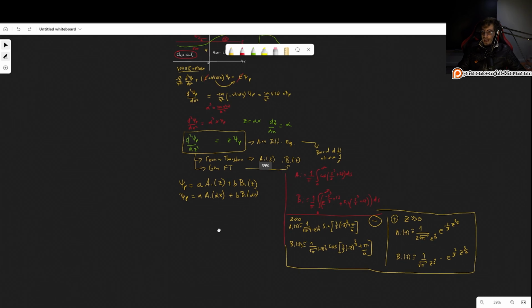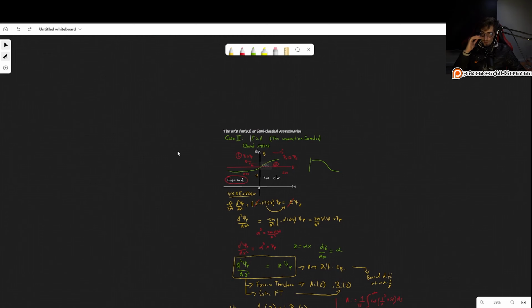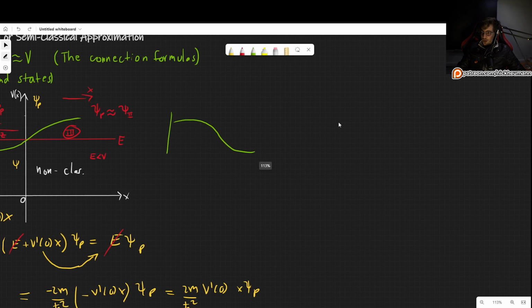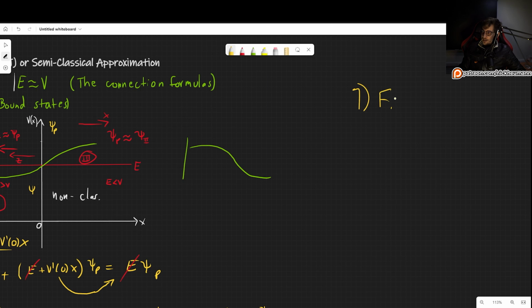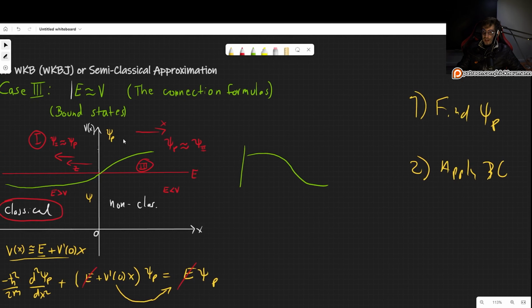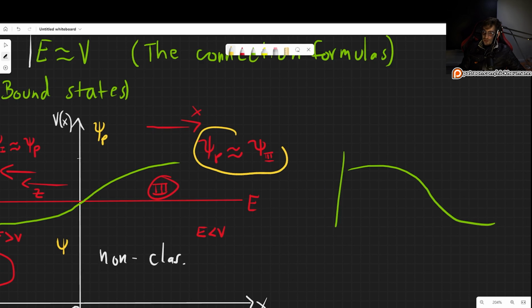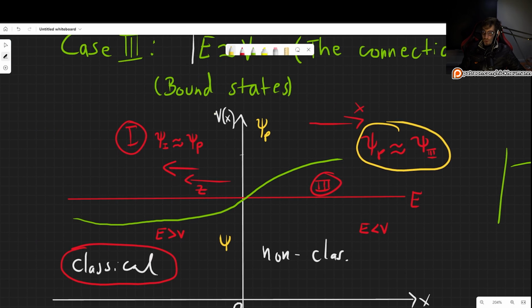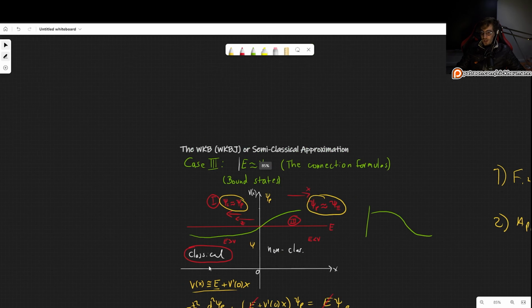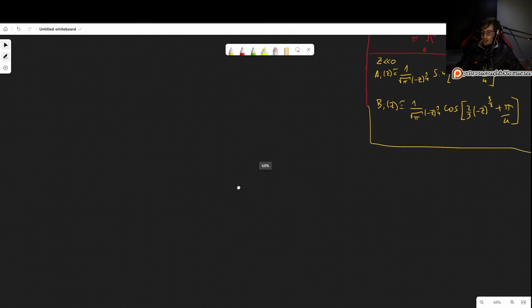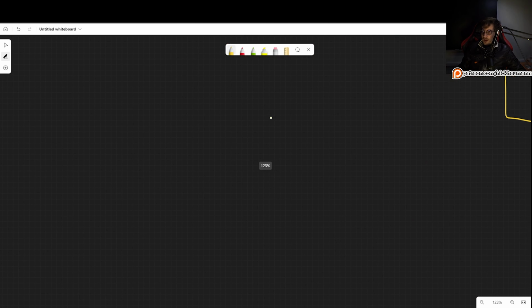Okay, so now that we have that, let's go back. Let's keep in mind our procedure was: 1, find psi p, the patching wave functions. 2, apply these boundary conditions, right? We needed the patching wave functions to turn into our wave functions in regions 1 and 3. So let's write down explicitly what our wave functions were. What we found previously, in the previous videos, was the following, in terms of x.